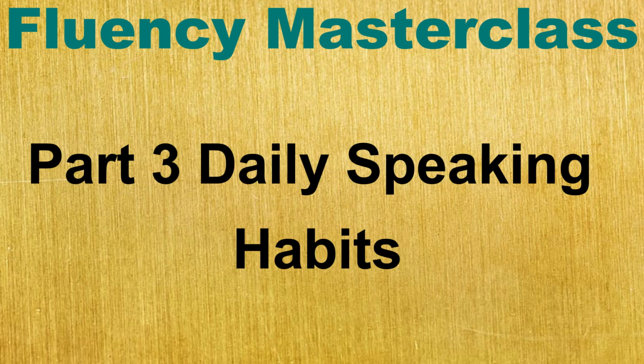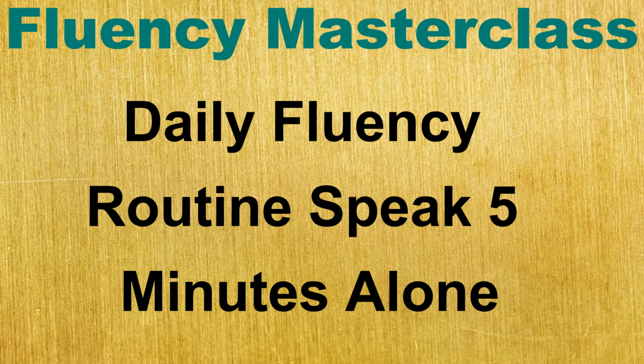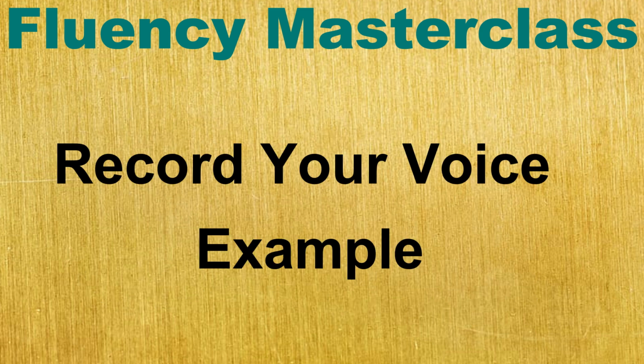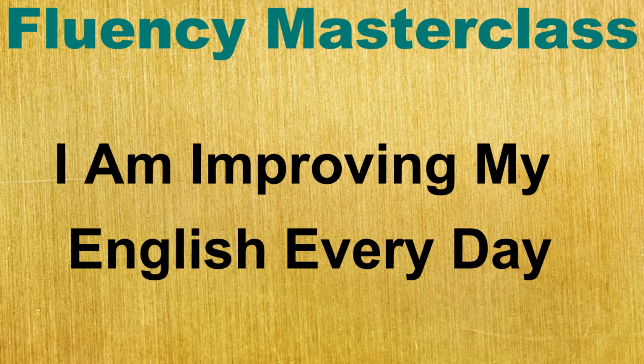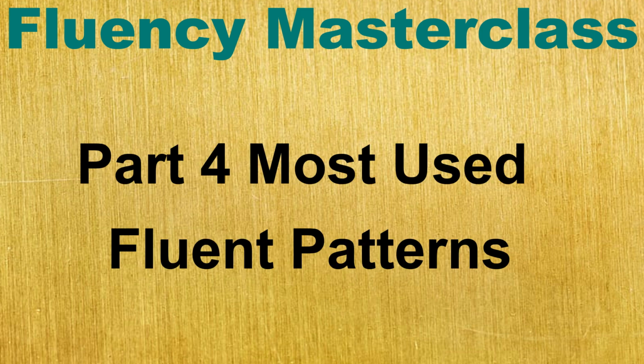Part 3. Daily speaking habits. Daily fluency routine. Speak 5 minutes alone. Read aloud 10 minutes. Repeat native sentences. Record your voice. Example practice. Today I feel confident. I am improving my English every day. Consistency beats talent.